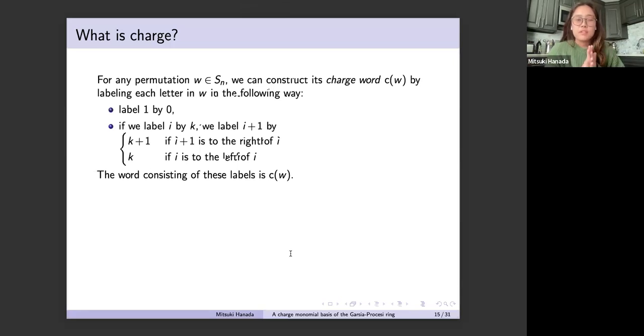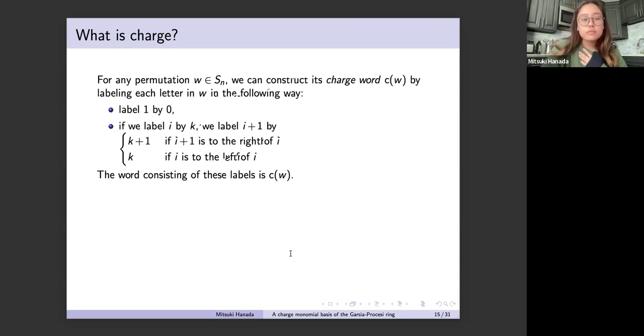So what is charge? Charge is a statistic on permutations. It's defined on all words of partition weight, but in this case, we only care about permutations because we are only caring about standard Young tableau. For any permutation, we can construct something called its charge word by labeling each letter in our permutation in the following way. We first label 1 by 0, and then we keep labeling the numbers in order. If we label i by k, we label i plus 1 by k plus 1 if it's to the right, and k if it's to the left.